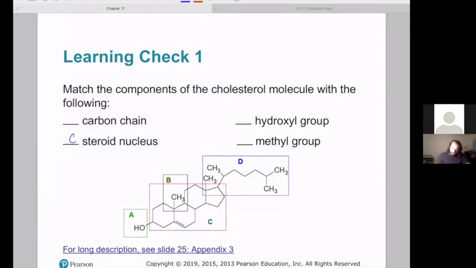It also has this hydroxyl group, which would be component A, as well as this methyl group, which would be component B. And then that long hydrocarbon tail, it's not that long compared to some of the fatty acids we've seen, but that would be the D selection.